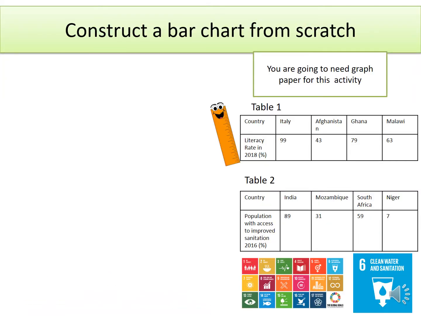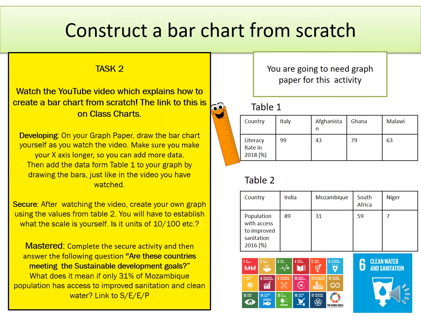We are now going to learn how to construct a bar chart from scratch. For this activity, you are going to need graph paper and, of course, a ruler. You have to watch the YouTube video which explains how to create a bar chart from scratch. The link to this is on Class Charts. Now there are 3 activities that you can choose to do depending on the grade that you are aiming for.